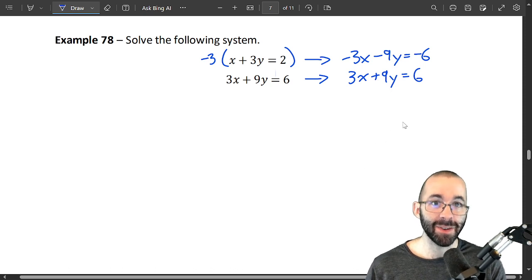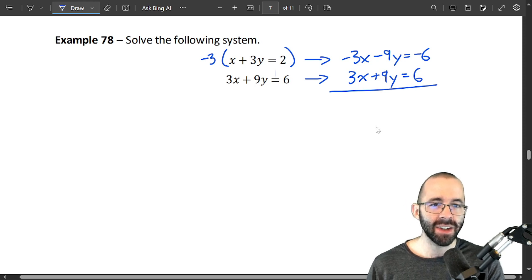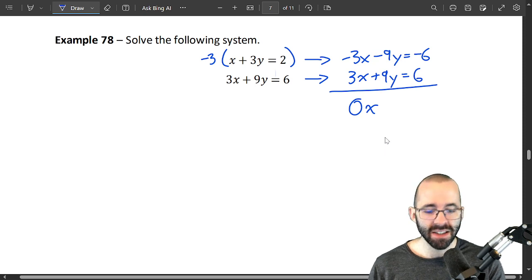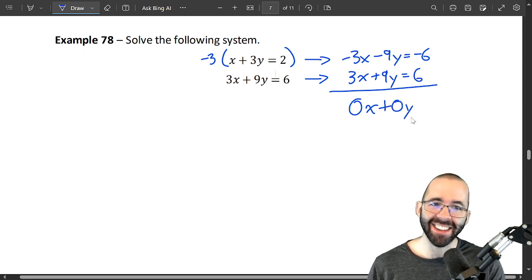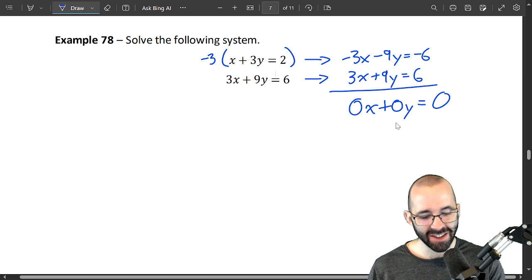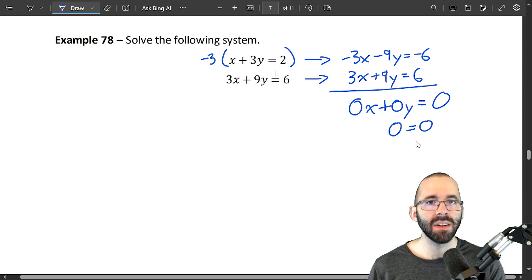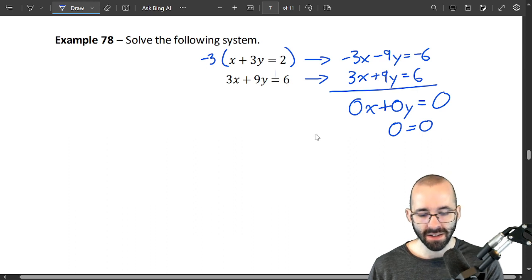I think you might be able to see where this is going. Let's add these equations together. -3x plus 3x, well, we don't got any x's anymore. -9y plus 9y, well, we don't got any y's anymore either. -6 plus 6, well, what does this equation simplify to? 0 equals 0. When is this true? When is 0 the same thing as 0? Well, that's always true.